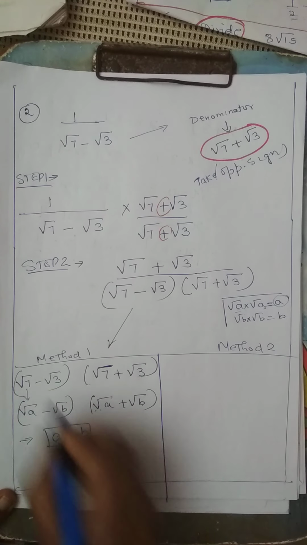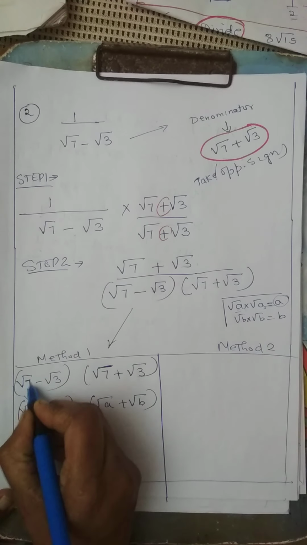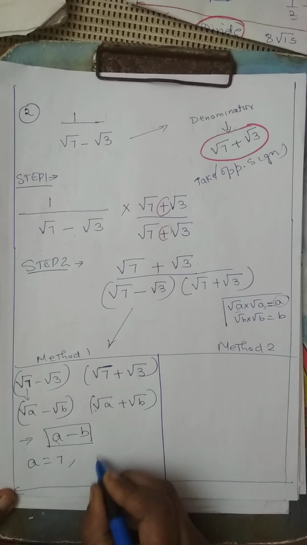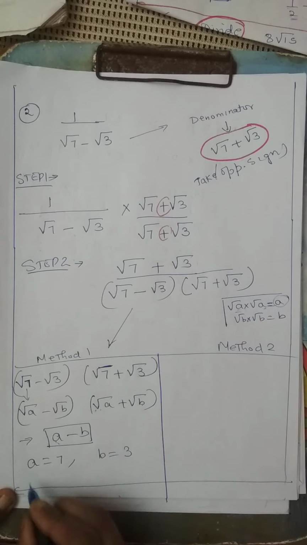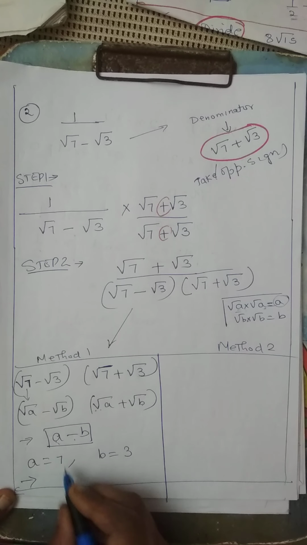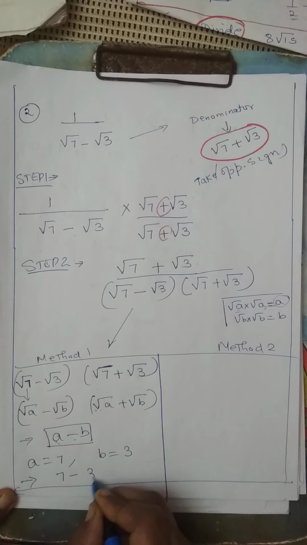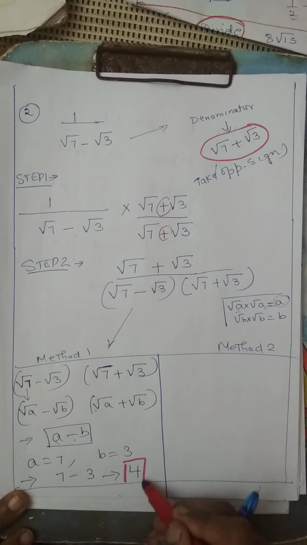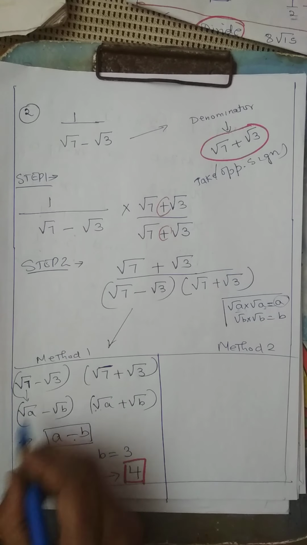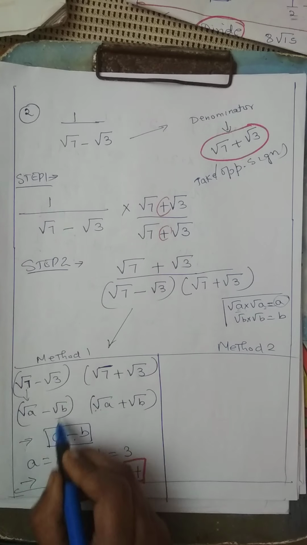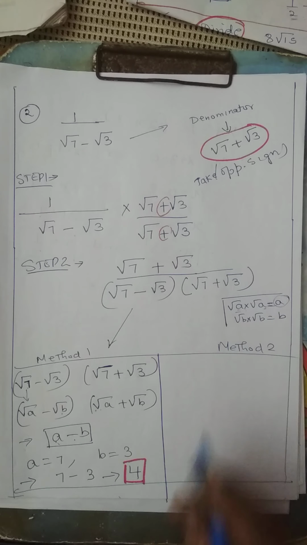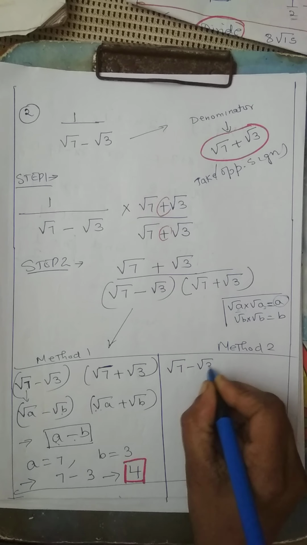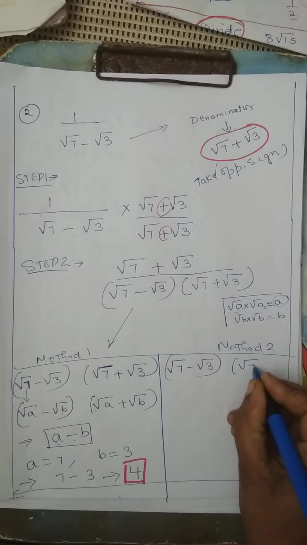Now, who is my A? I told you when we are doing this method, we take only the inside as A. So A is 7. Who is my B? B is 3. So, according to the identity, what is A? 7 minus 3, which is 4. Okay? Let's check we wrote the numbers correctly. Yeah. See, A is here, inside. B is here. Now, method 2, let's copy this number.